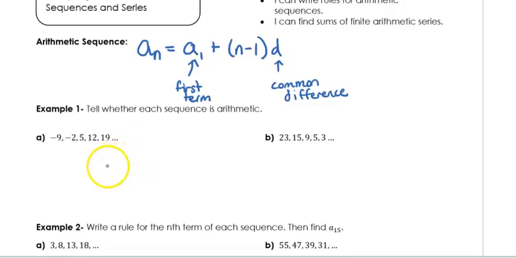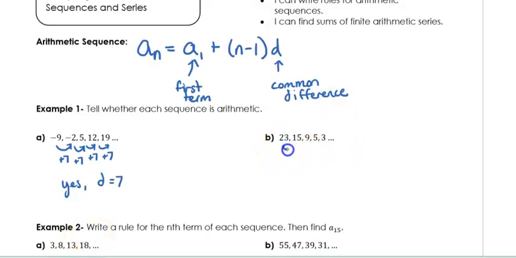First it wants us to tell whether each sequence is arithmetic. So you look for the pattern. From -9 to -2, it's adding 7. From -2 to 5, it adds 7. 5 to 12, it adds 7. And 12 to 19, it adds 7. It is arithmetic because the common difference is 7. If they're adding or subtracting the same amount every time, then it is arithmetic.